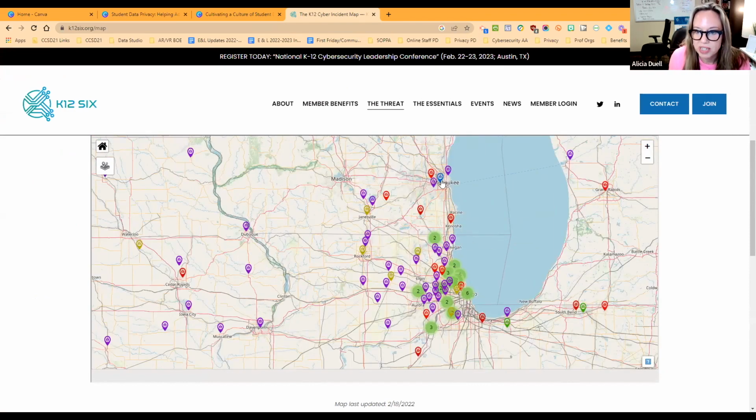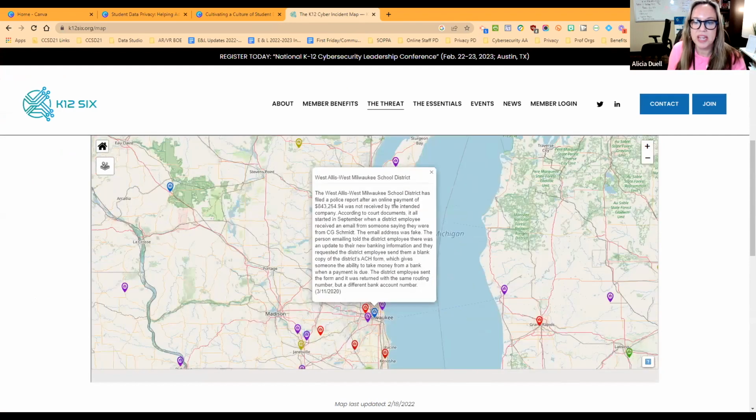So I thought this was really interesting by Milwaukee. If you click on it, they lost $843,000 because a district employee got an email from someone saying they were this bank, which was a fake email address. The district employee sent an ACH payment form to this fake bank address, and then the bank sent a fake routing number and fake bank account number. Basically, because the staff member engaged with this person who was doing some phishing, the school district was out $843,000.